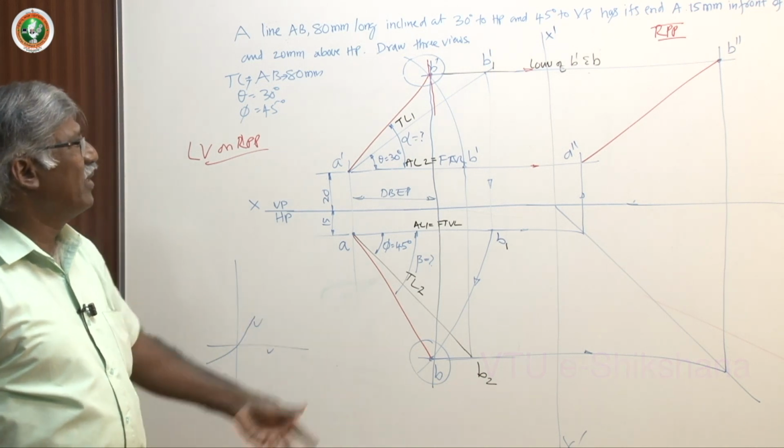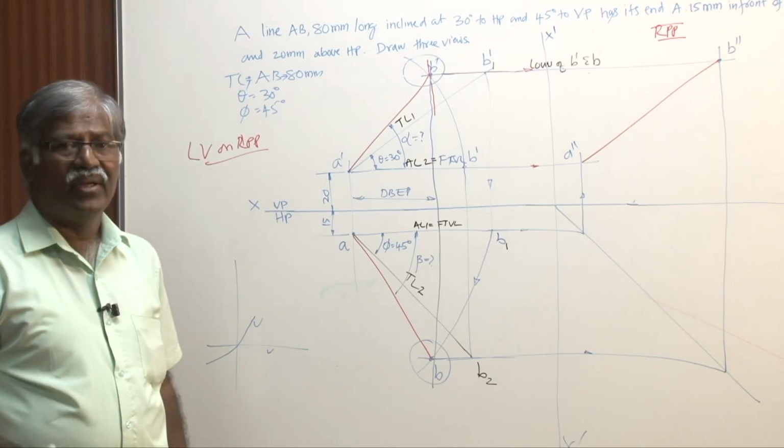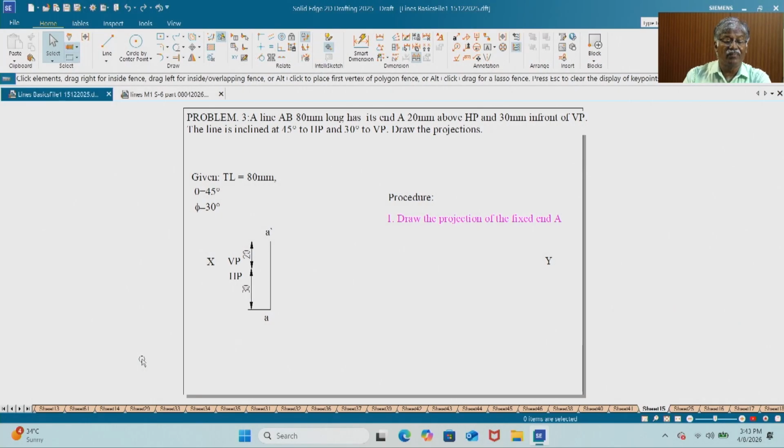Now let me take the same problem on software. Let me take a problem which is inclined to both the planes. Say a line AB 80 mm long has its end A 20 mm above HP and 30 mm in front of VP. The line is inclined at 45 degree to HP and 30 degree to VP. Draw the projection. This is the standard problem or master problem, we can say. You must understand this very clearly.